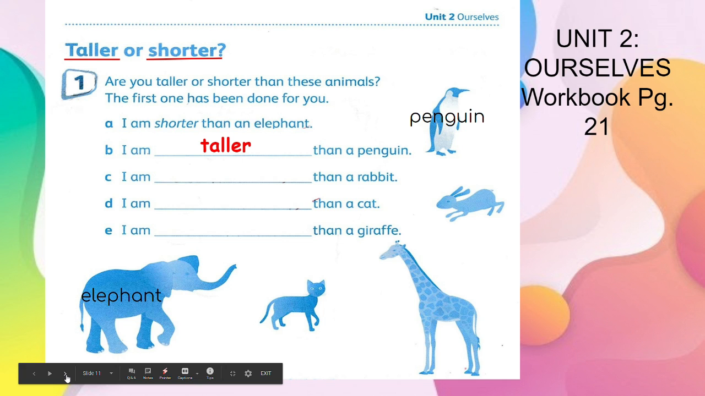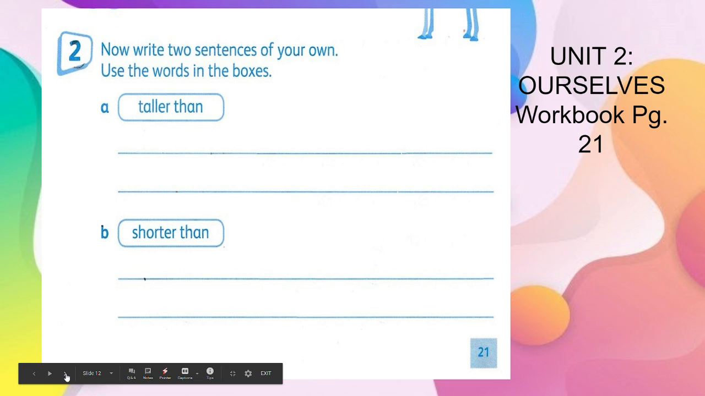Taller. Letter C. I am blank than a rabbit. Where's the rabbit? There's the rabbit. Taller. I am blank than a cat. The answer is taller. How about the giraffe? I am shorter than a giraffe. Well done.